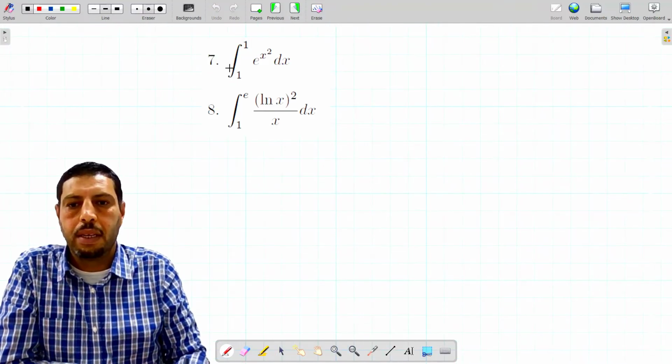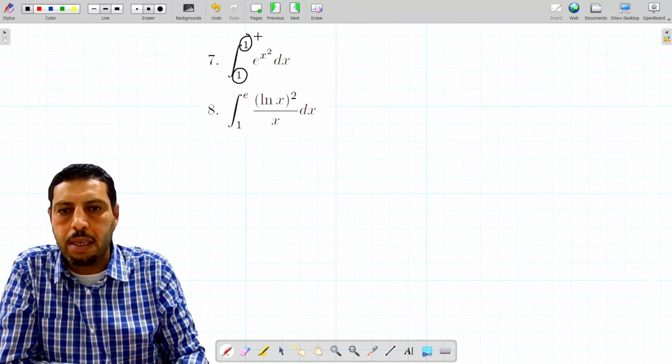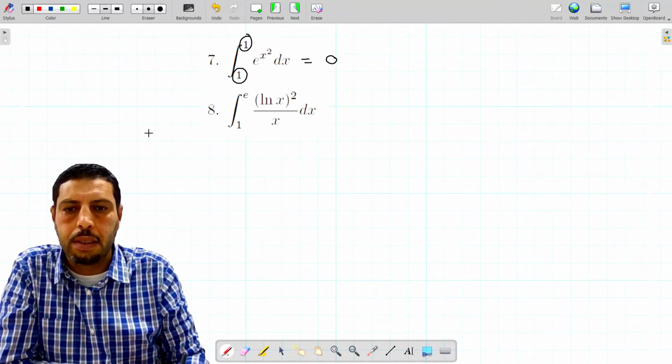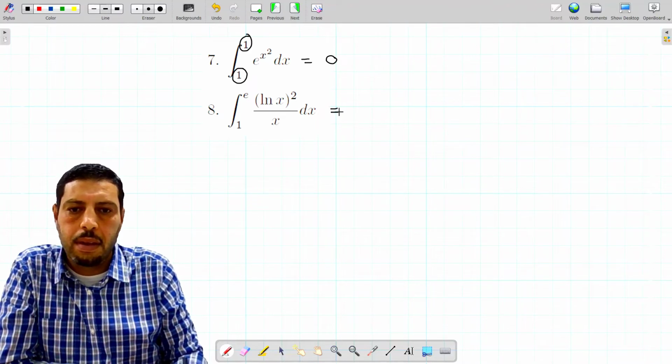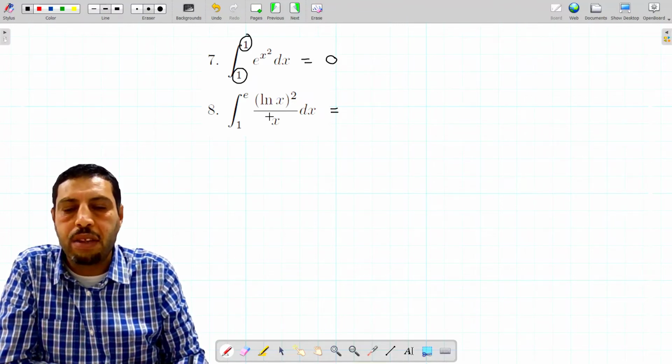Next one, number 7. Again, here you see that a equals b, so automatically it's equal to 0. Next one. The integral of ln of x squared over x. Again here, I said previously in the previous videos that if you see an ln inside an integral, try to find the 1 over x, which is its derivative.